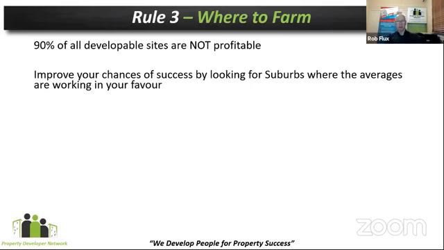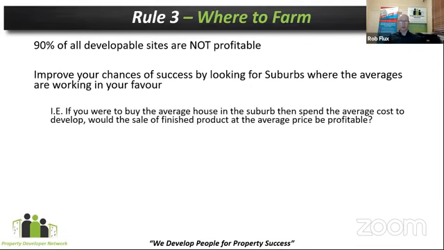We're going to look at the average development costs. We're going to look at the average sale of the finished product and actually go on balance of probability, given the evidence of other people having gone before us, can we actually make this deal work? Can we make this suburb work? Okay, so let's look at that in a little bit more detail.